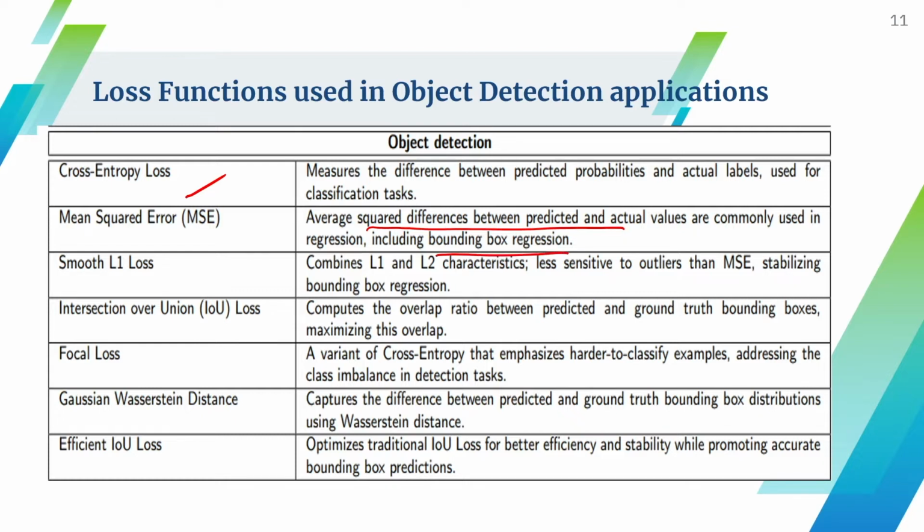Now, the other important loss function is the smooth L1 loss function. Here we combine L1 and L2 characteristics, both of them are combined, and it is less sensitive to outliers than the mean square error method. So, it actually stabilizes the bounding box regression methodology. And moving on to the focal loss method, this is a very simple variant of the cross entropy method, and it focuses on the harder to classify examples. It addresses the problem of class imbalance.